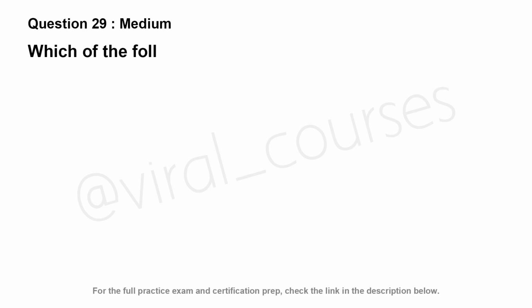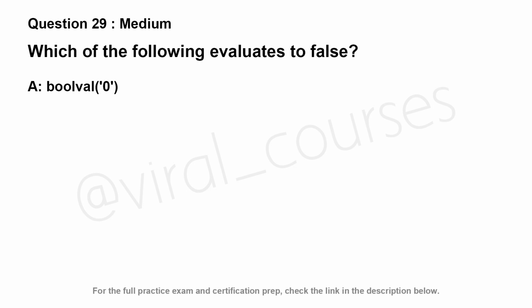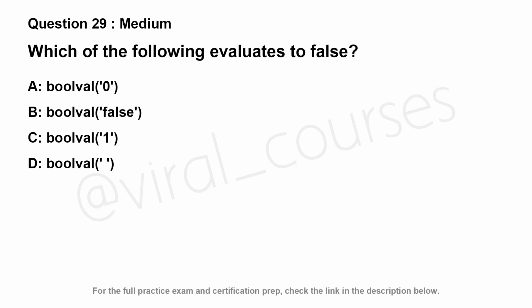Which of the following evaluates to false? Option A, boolval("0"). Option B, boolval("false"). Option C, boolval("1"). Option D, boolval("").